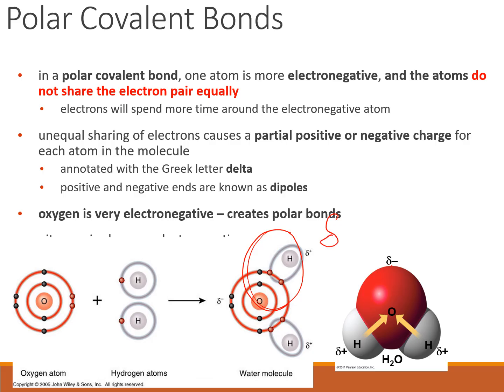Again, this can happen with oxygen-containing compounds because oxygen is very electronegative, so it creates polar bonds, but nitrogen is also very electronegative.